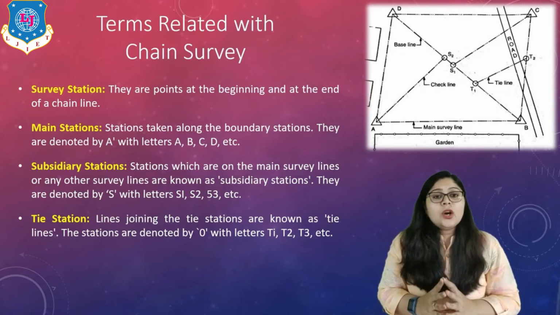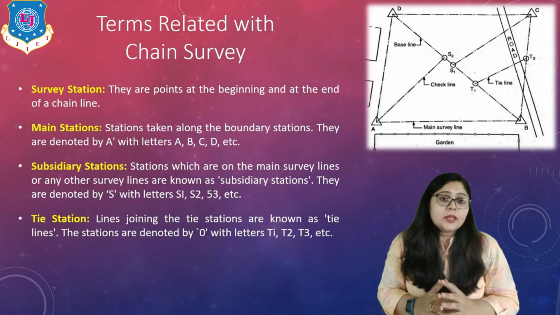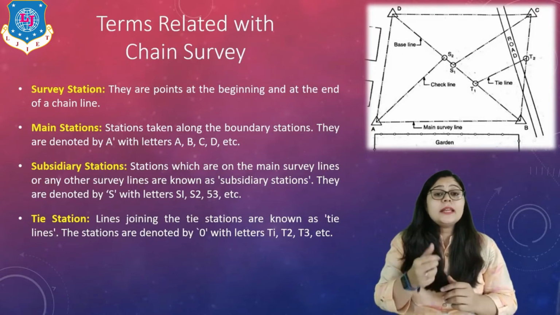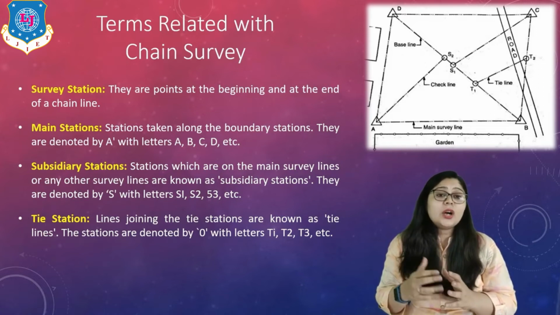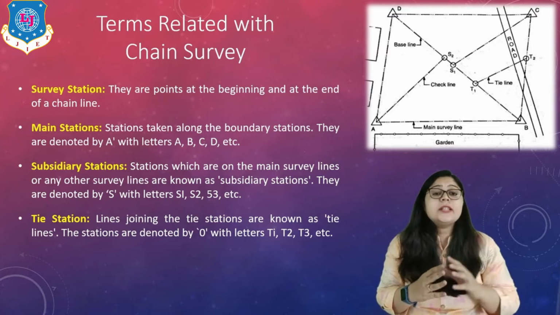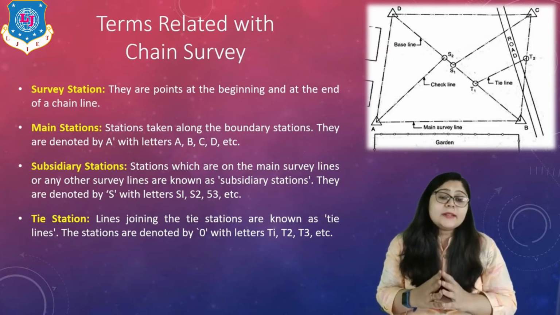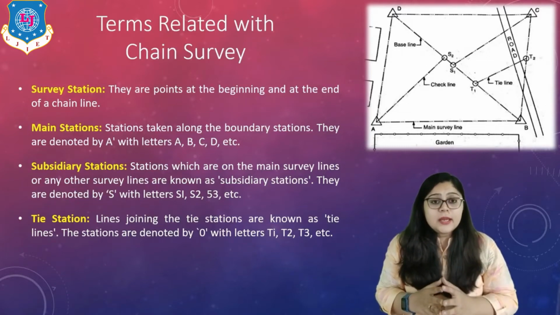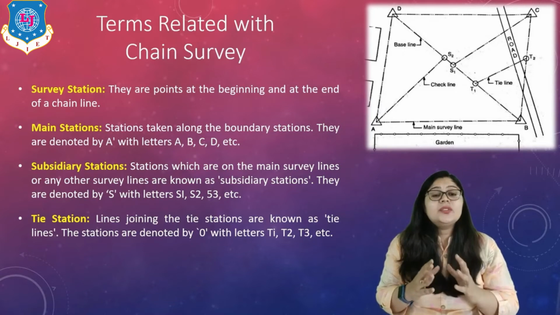Next, you can see on screen the check lines. A check line is a line from the apex of the triangle, which is a main station, to a point on the baseline. Here on screen, the lines AS2 or CS1 are to be considered as the check lines.